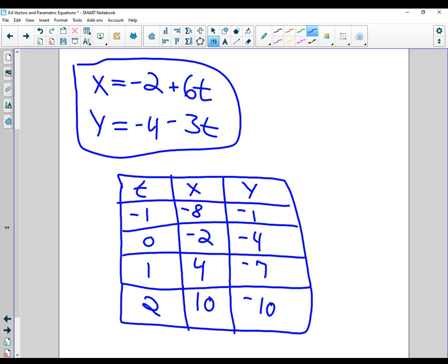We're good with graphing points, right? Do I really need to? (-8, -1) is going to be here, (-2, -4). Alright, there's a line going that way. Just graphing it after.